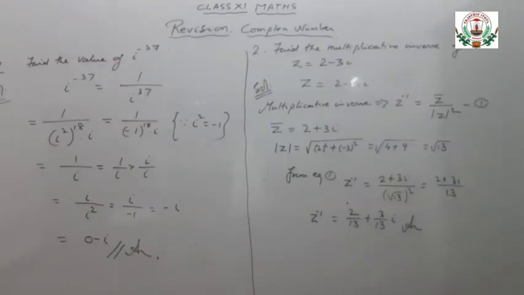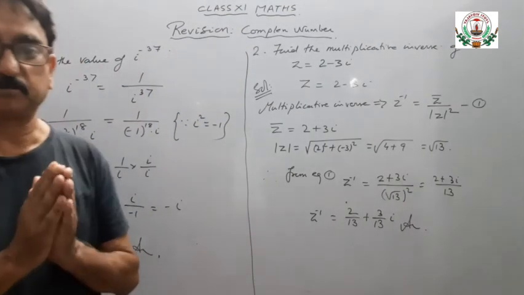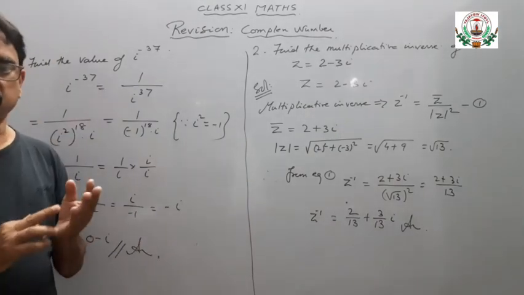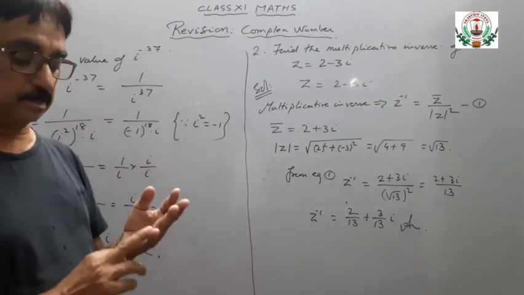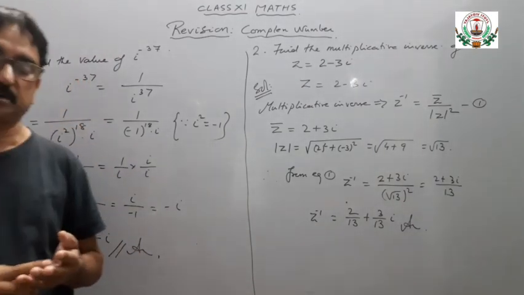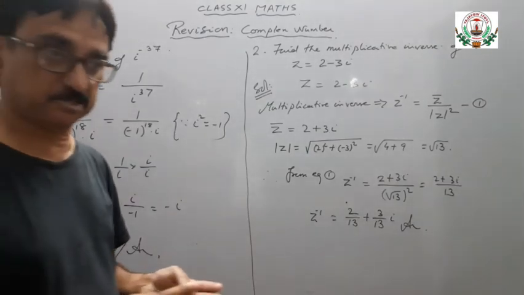Now let's start the revision for our half yearly examination. As you know, there will be 6 chapters for your half yearly examination syllabus. First, linear inequalities, complex number, probability, sequence and series, permutation combination, and one more chapter, that is statistics.